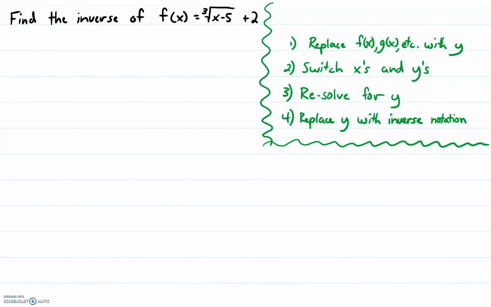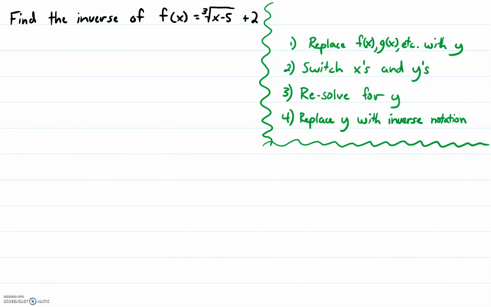In this video, we're going to talk about how to find the inverse of a function. And the example that we're going to walk through to learn the process is f of x is equal to the cubed root of x minus 5, plus 2. Now you can see written on the right-hand side of the screen in green the 4 steps that you always want to follow when you're trying to find the inverse of a given function.